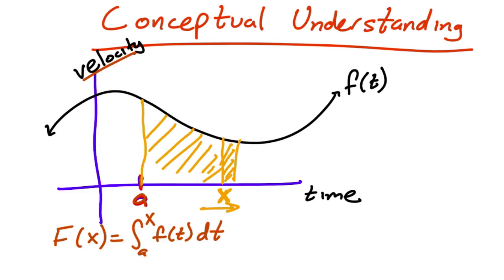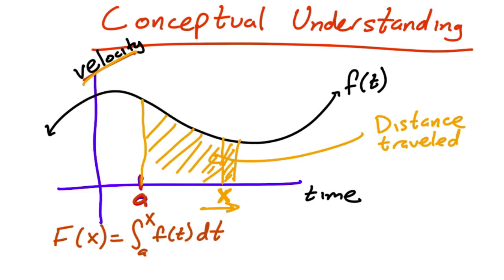But in the context of velocity and time, remember that the area underneath the curve represents the distance traveled. And we'll see later that it's really actually the displacement, but let's just simplify it and call it just distance traveled for now.